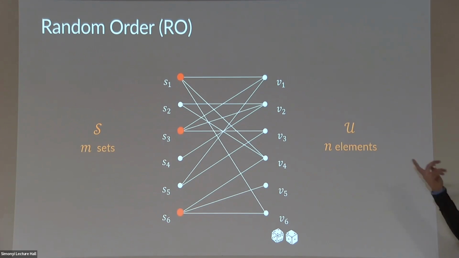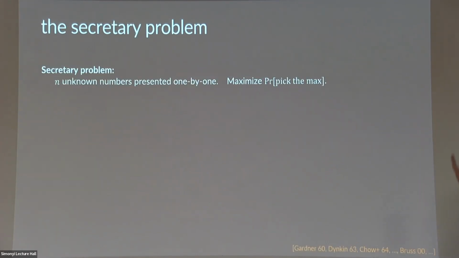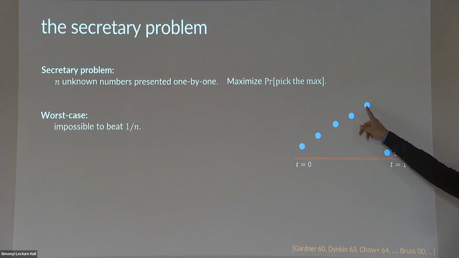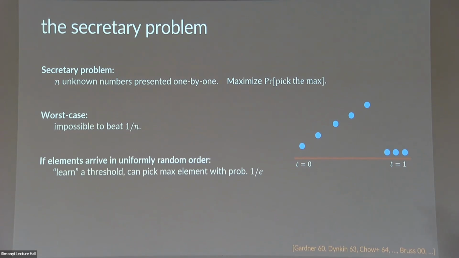The motivation for this goes back to the so-called secretary problem. You have seen the secretary problem. You get numbers, and you want to maximize the probability of picking the max. In the worst case, you're dead. In the usual example, I'll give you a bunch of increasing elements, and then it falls off the cliff. So you have to guess which is the highest element; you're basically randomly guessing. But if the elements arrive in random order, you learn a threshold and pick the maximum element with probability 1 over 3.